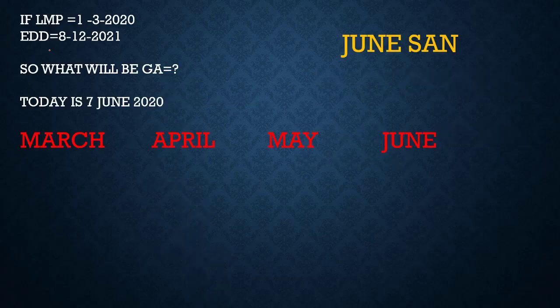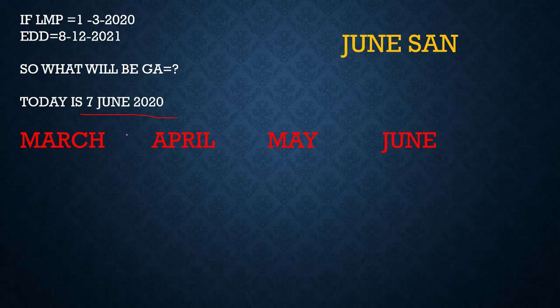Now for example, if the LMP of a pregnant lady is 1st March 2020, then the EDD by Nagel's rule will be 8 December 2021. Now we have to calculate the gestational age. And for example, today is 7 June 2020.